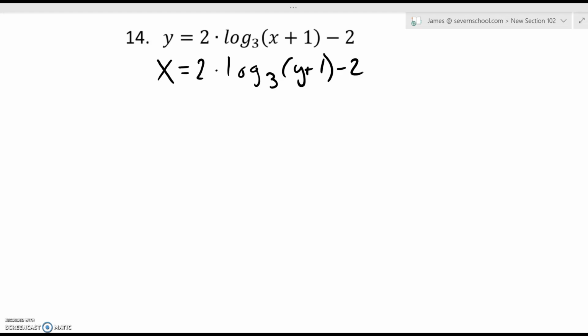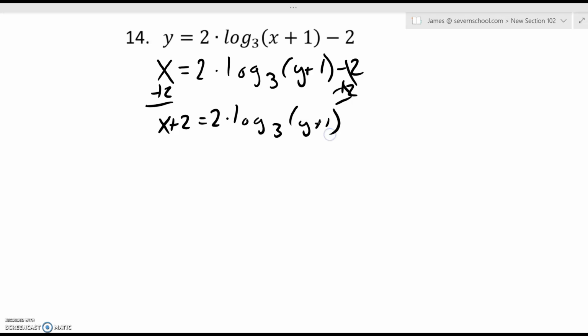There's a lot cluttering the right-hand side, so I'm going to move all that away, because eventually I want to get to y. I'm going to add 2 to both sides. So I have x plus 2 equals 2 times log base 3 of y plus 1. The thing preventing me from making my conversion from logarithmic to exponential at this point is just that 2 out front, so I'm going to divide both sides by 2. Now I have (x plus 2) over 2 equals log base 3 of y plus 1.